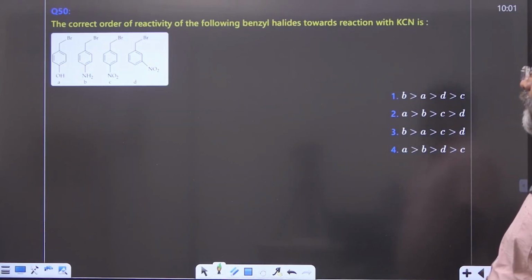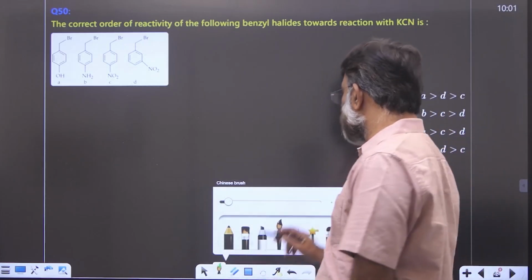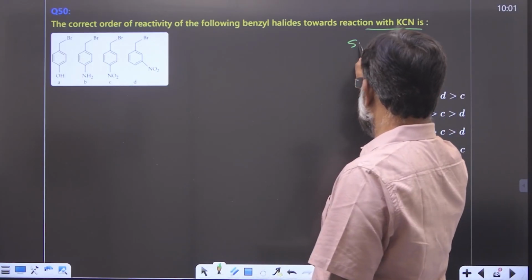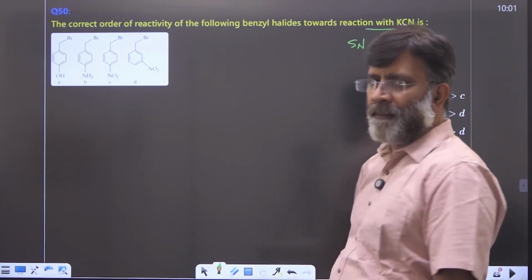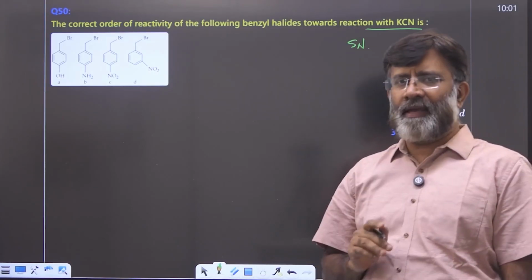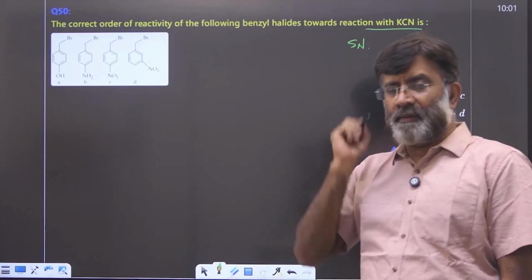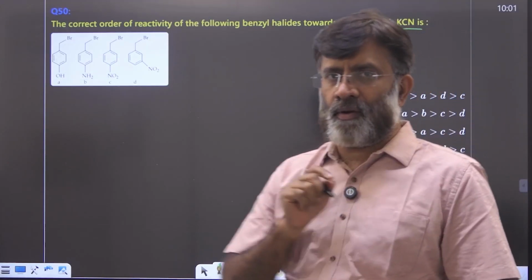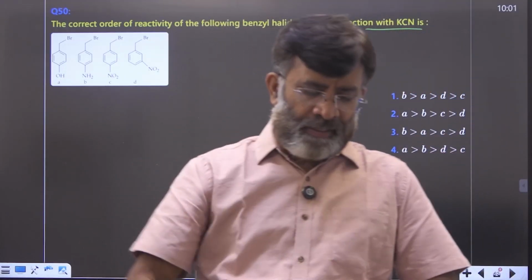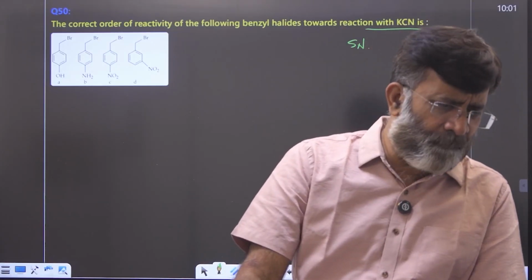The correct order of reactivity of the following benzyl halides towards reaction with KCl. Once again it is an SN reaction. All are benzyl, so once again it is the benzyl carbocation, highly stable. The stability of the benzyl carbocation is going to give you the answer.